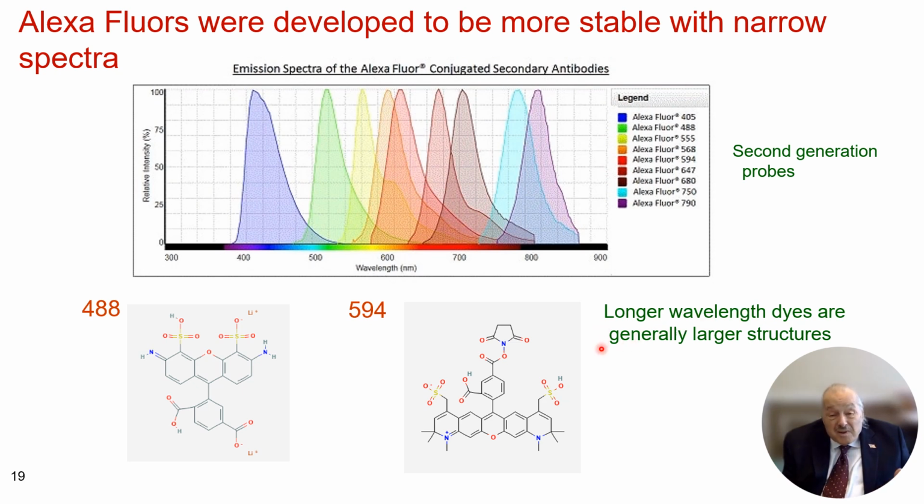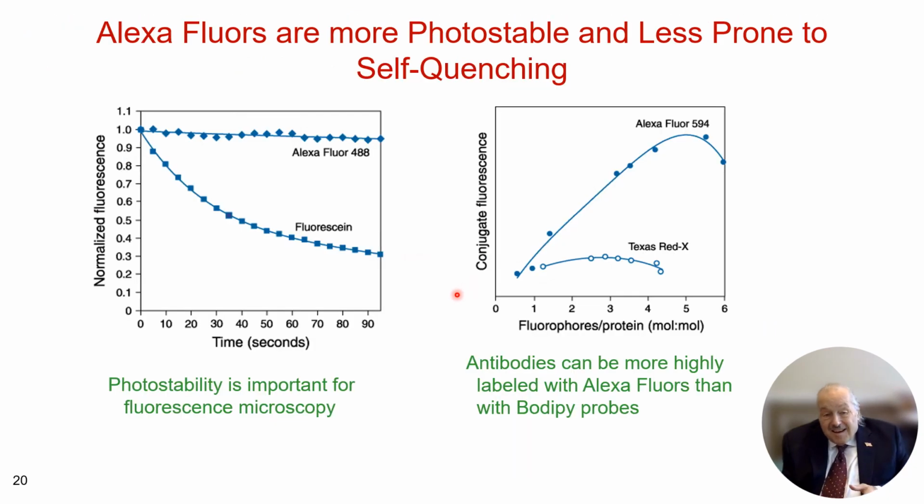I didn't realize until it was time to prepare for this lecture, I always wondered why they made these Alexa probes. Well, they made them to be more stable, and because they have slightly more narrow spectra than fluoresceins and rhodamines, so you can fit more probes into a single experiment. But I never knew why. And here's the example of them being less prone to fluorescence quenching.